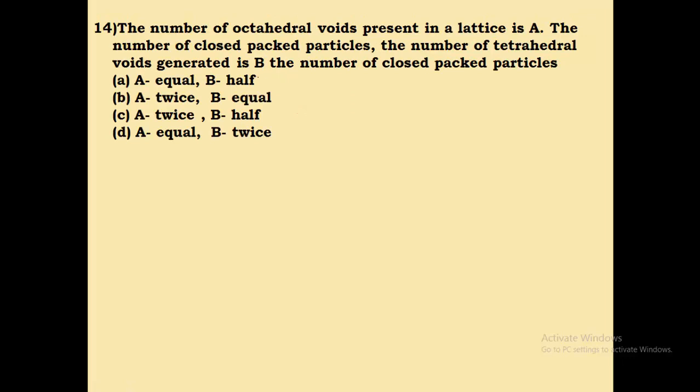Next, 14th one, the number of octahedral voids present in a lattice is A. The number of close packed particles, the number of tetrahedral voids generated is B. The number of close packed particles. A equal B half, B A twice, B equal C A twice, B half, D A equal B twice. So what they have given, simply write down: number of octahedral voids present in lattice is A. How many octahedral voids are there?